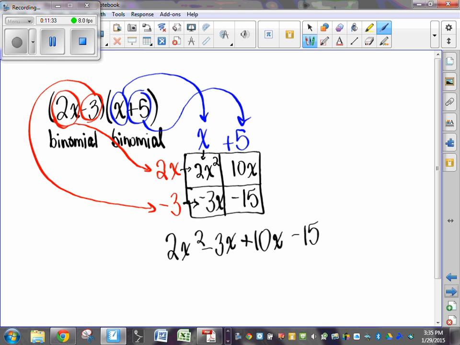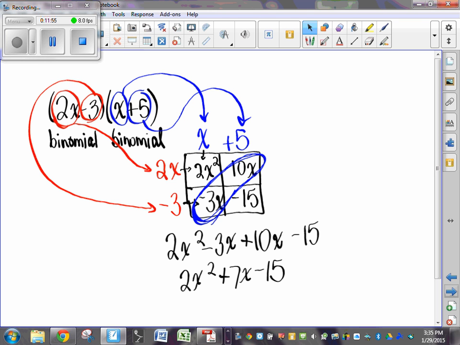Now, if you want to combine your like terms before you write your final answer, that's perfectly fine. Your like terms are going to be on the diagonal right here. So that's 2x squared plus 7x minus 15. So you are welcome to use this table method if you would like to.